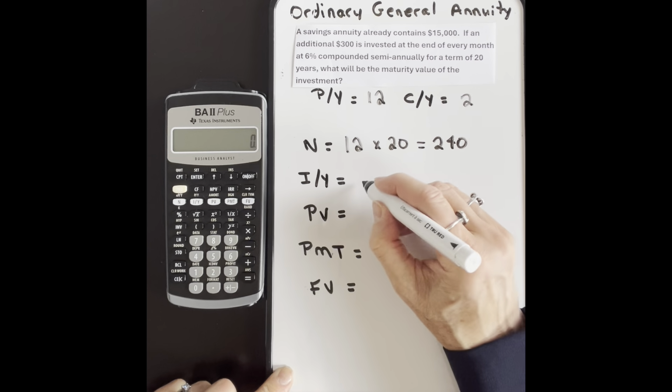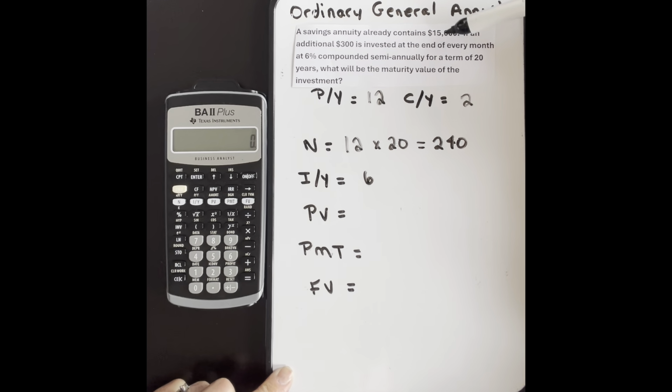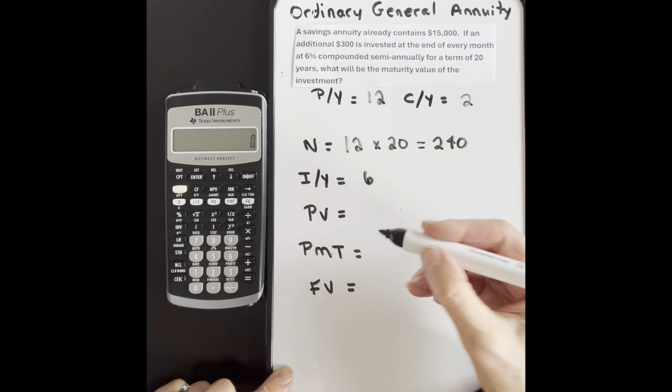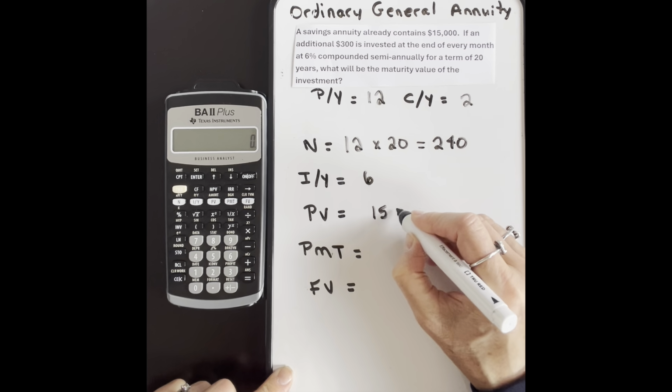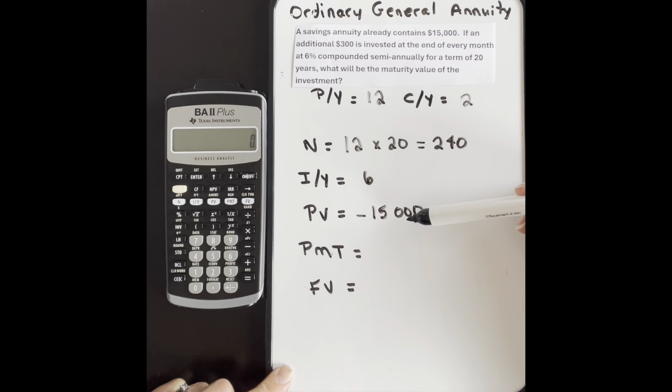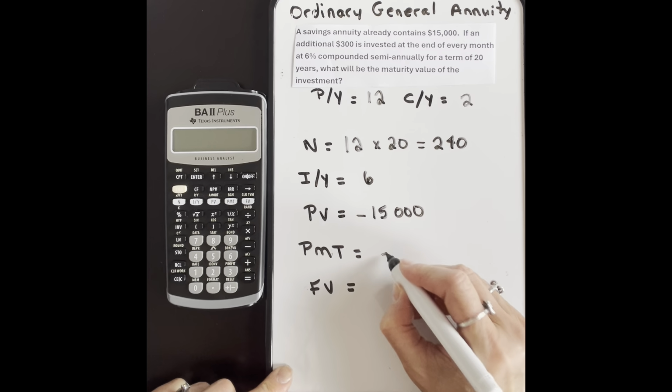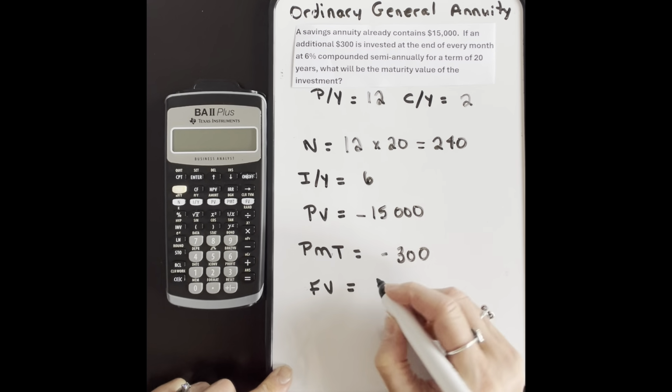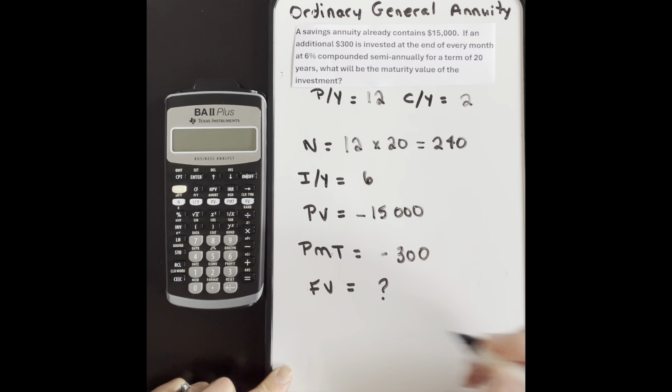Interest rate per year is 6. In this question, we have a present value of 15,000. So we're going to enter that, and we need to make it negative. You can think of that money going from your pocket into an account, so it's negative. Similarly, the payment will be negative. It's negative 300. And we want to calculate future value.